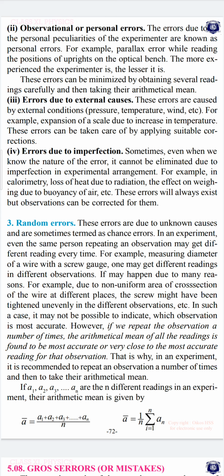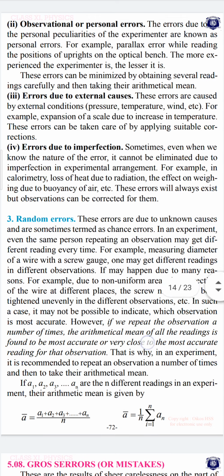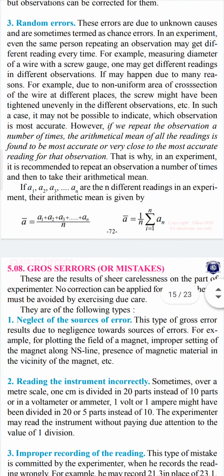3. Random errors. These errors are due to unknown causes and are sometimes termed as chance errors. In an experiment, even the same person repeating an observation may get a different reading every time. For example, measuring the diameter of a wire with a screw gauge, one may get different readings in different observations. It may happen due to many reasons. For example, due to non-uniform area of cross-section of the wire at different places, the screw might have been tightened unevenly in the different observations, etc.